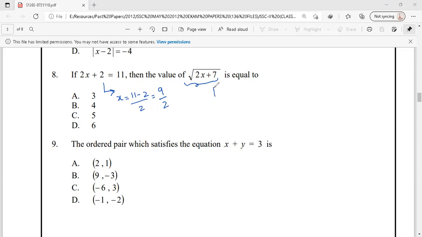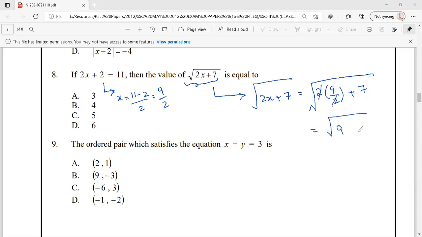So if you put the value of x in this radical expression, 2x + 7, so the value of x is 9 over 2, plus 7. 2 and 2 will be cancelled out. We will get 9 + 7, that is square root 16, or 4. The correct answer is option D.